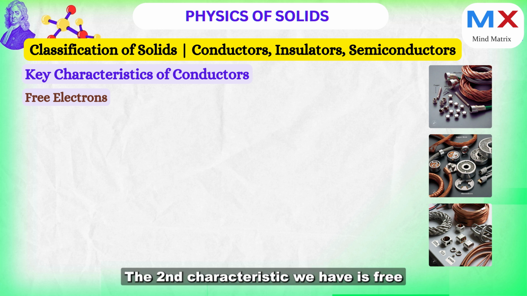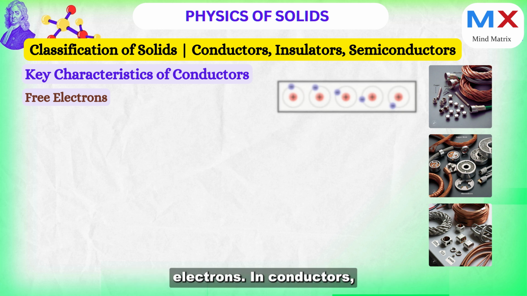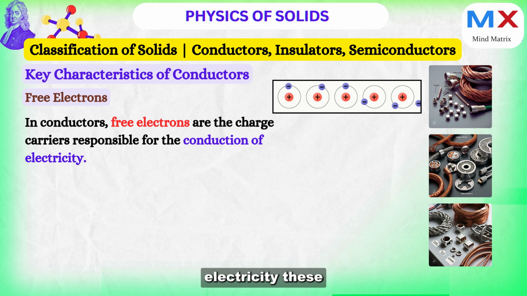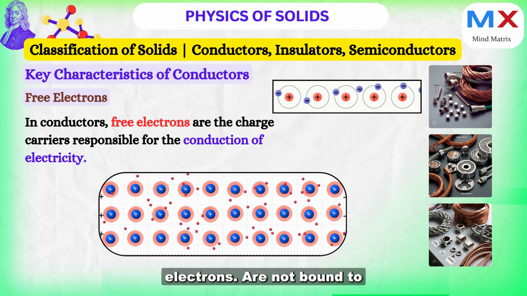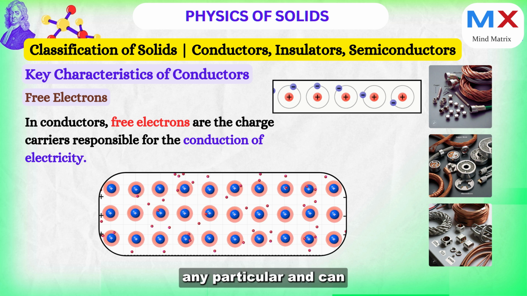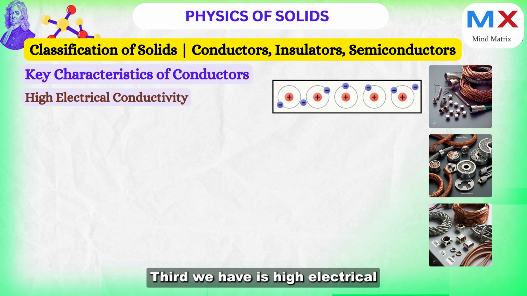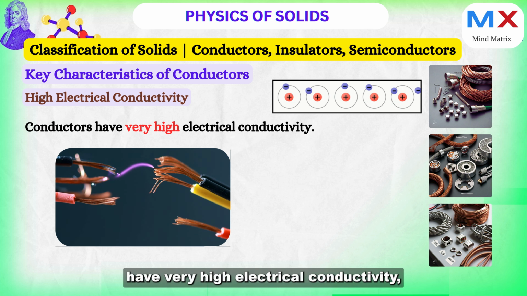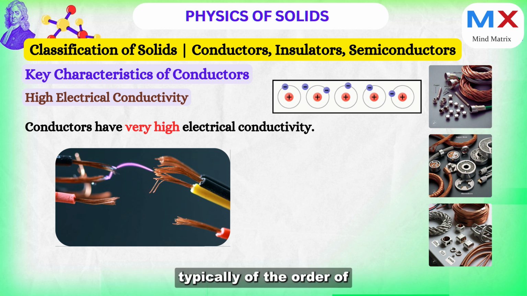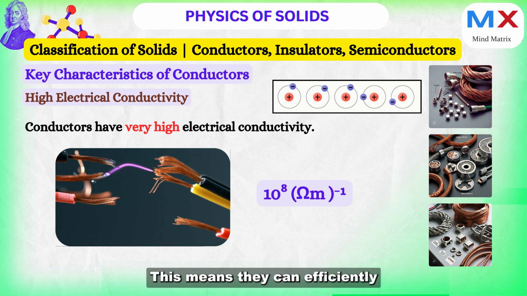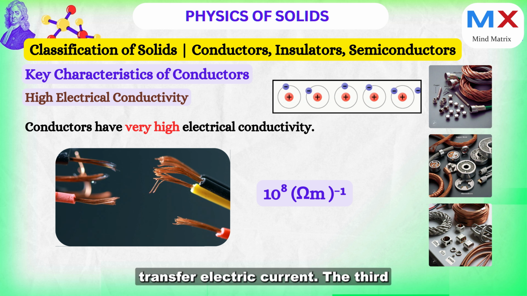The second characteristic we have is free electrons. In conductors, free electrons are the charge carriers responsible for the conduction of electricity. These electrons are not bound to any particular atom and can move throughout the material. Third, we have high electrical conductivity. Conductors have very high electrical conductivity, typically of the order of 10 raised to the power 8 per ohm meter. This means they can efficiently transfer electric current.